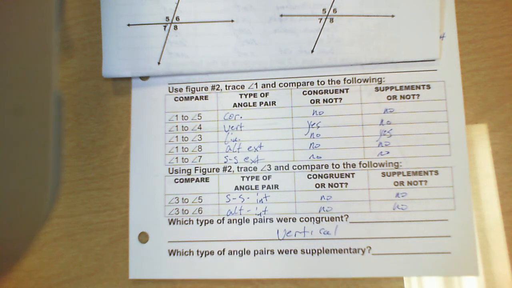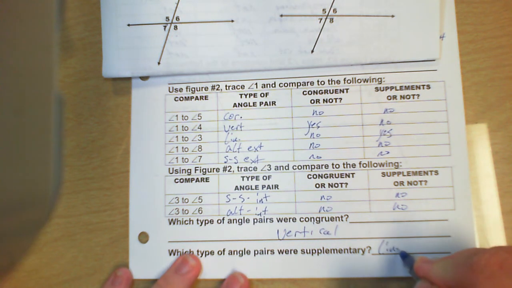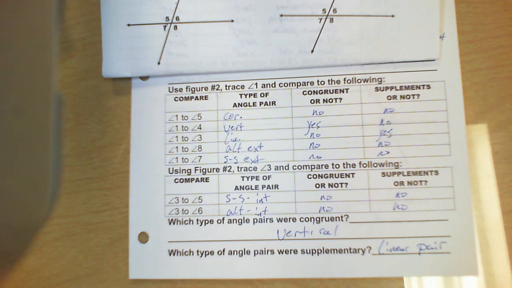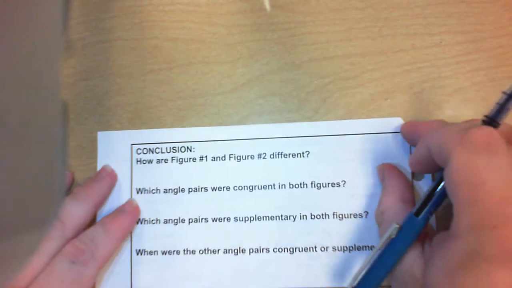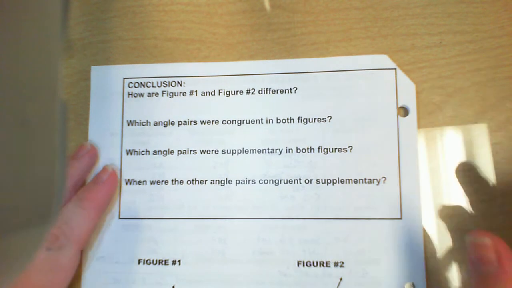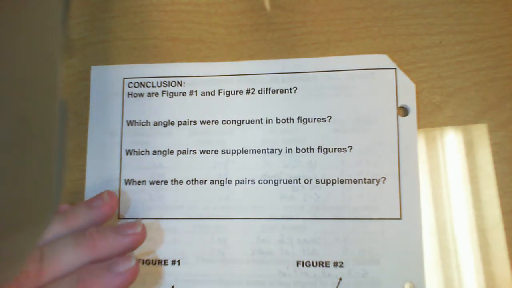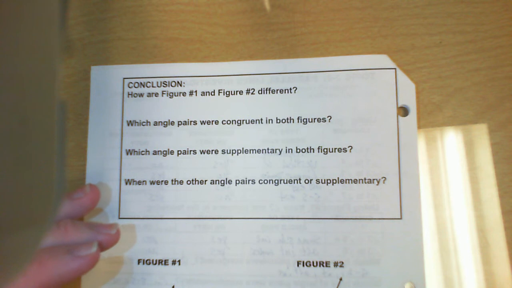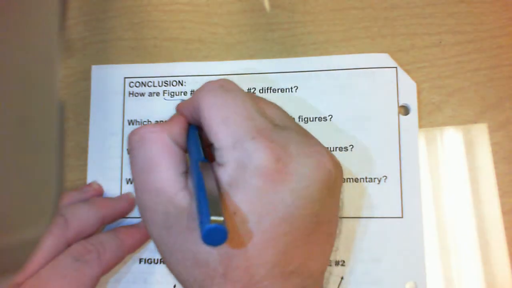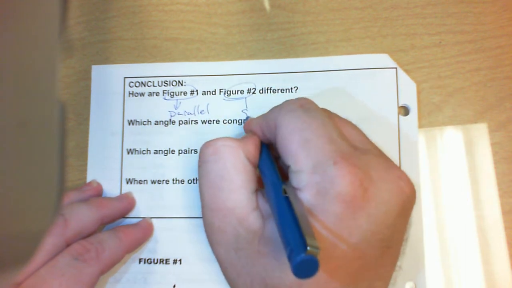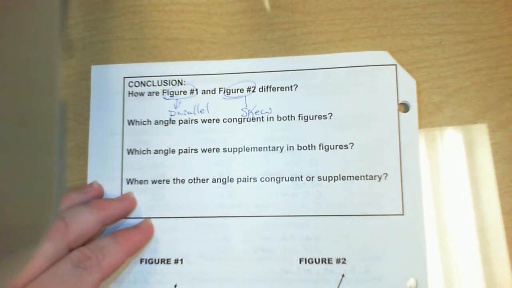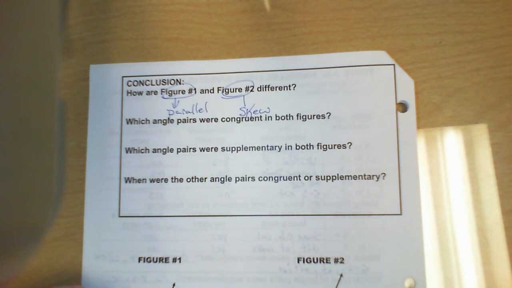And which ones of these were supplements? Only the linear. Okay? So then if you turn the page, conclusion from all this. What did we say? We've already discussed it, but how were the two of them different? One of them was askew, one of them was parallel. Okay, figure 1 were parallel, but figure 2 were skewed. Okay? So which angle pairs were always congruent?